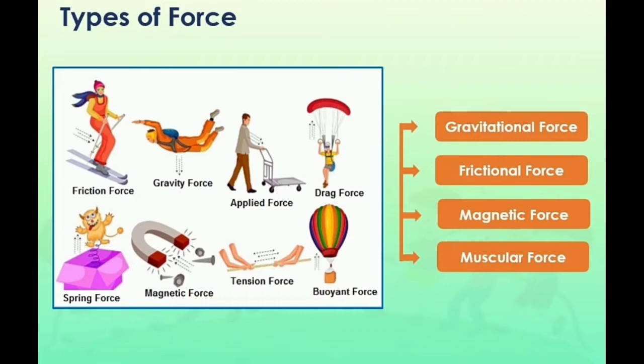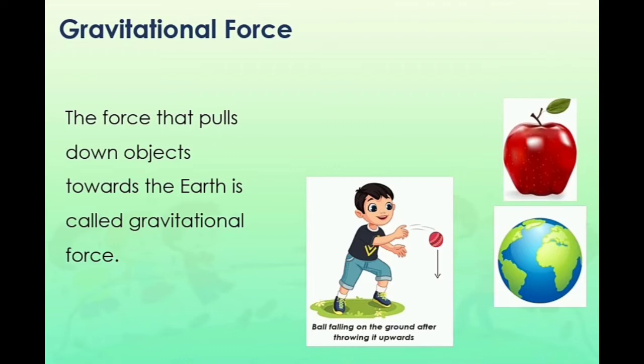Next, let us move on to types of forces, children. So there are different types of forces: gravitational force or gravity, frictional force or friction, then magnetic force and muscular force. We can learn one by one in detail, children. First, we can learn about the gravitational force or gravity, children. See, this force pulls the object down.